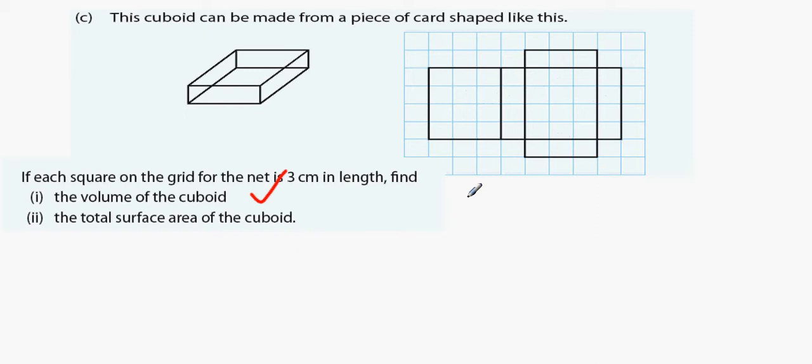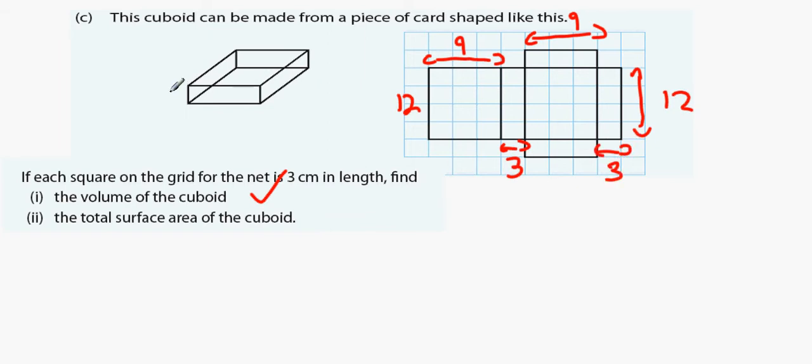Okay, now each square is worth 3. So this here has 1, 2, 3, 4 squares. That's going to be 12. This part here is going to be worth 9. This part here is also going to be worth 9. This part here is going to be worth 12. And this part here is going to be worth 3. So we can see that the narrow side is going to be of a height 3.